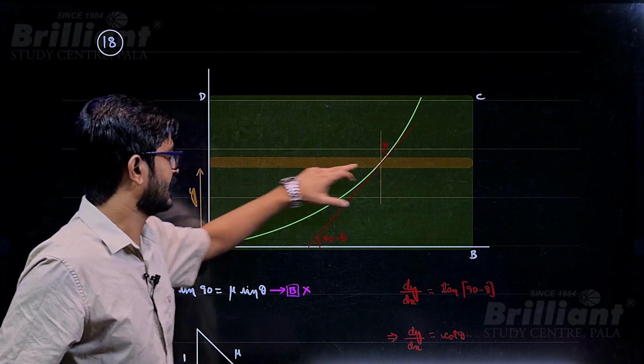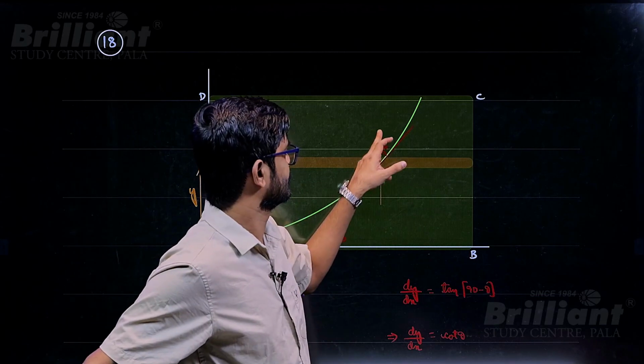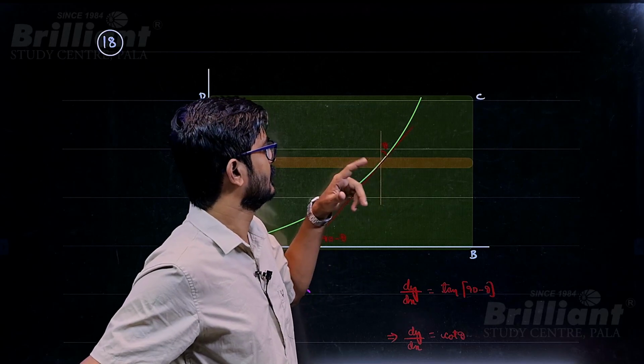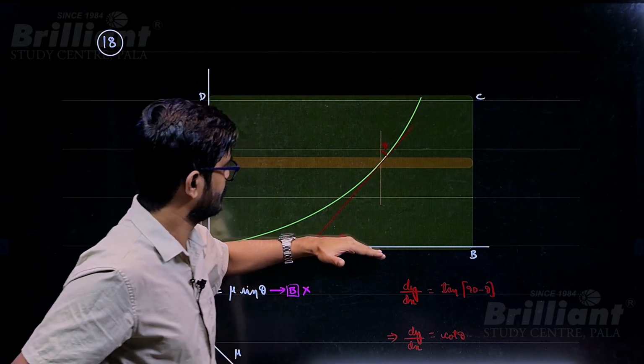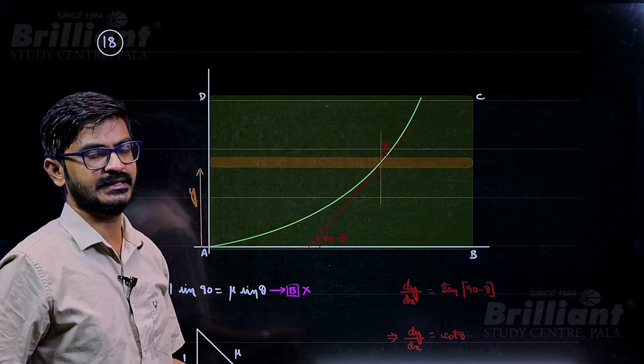So let me say at any position if I take a slab, then this is the normal. So this is the angle and this is the angle. So mu sin theta, we have already understood there are many slabs here. So no matter how many slabs are there, mu sin theta is constant.